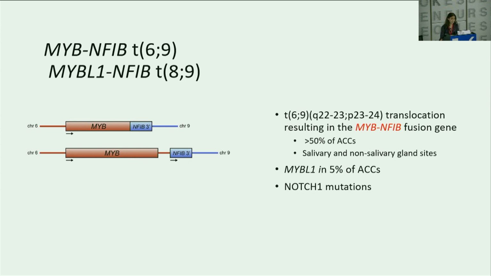In 5%, MYBL1 fusion is identified, and around 50% of adenoid cystic carcinoma can show a NOTCH1 mutation, and it's been reported that adenoid cystic carcinoma with NOTCH1 mutation is more aggressive compared to NOTCH1 negative tumors.